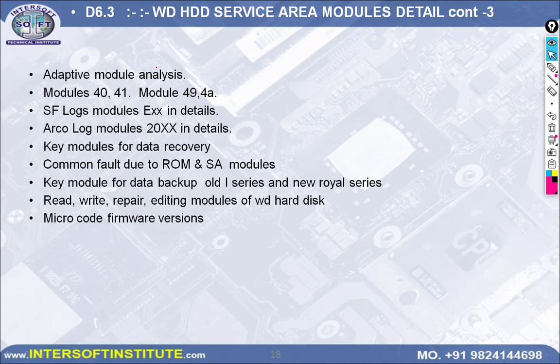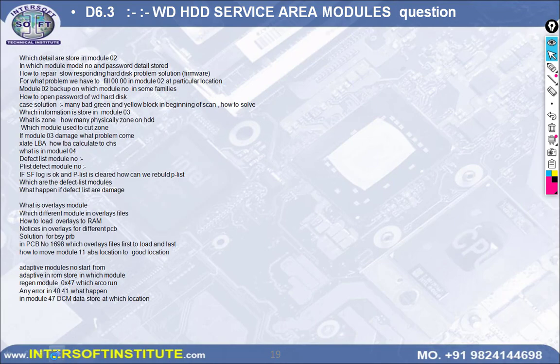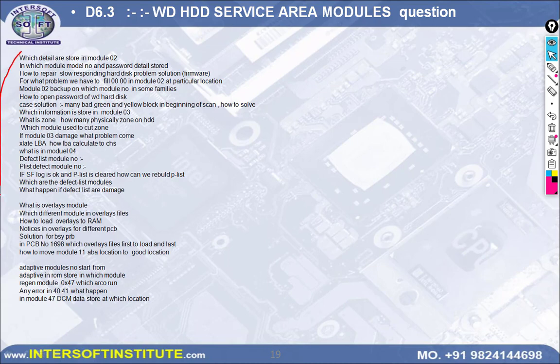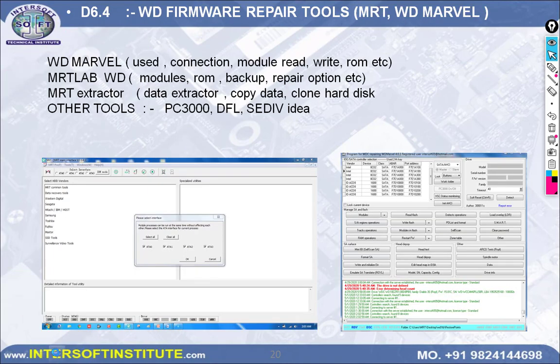Then we will go to service area modules, all the important modules are here. Then RAM, load RAM, firmware repair tools and all those things. After that you have to clear the service area questions also. Then we will go to WD Marvel or MRT and MRT data extractor. These three tools we will explain to you, and other tools we will show you just as an example.